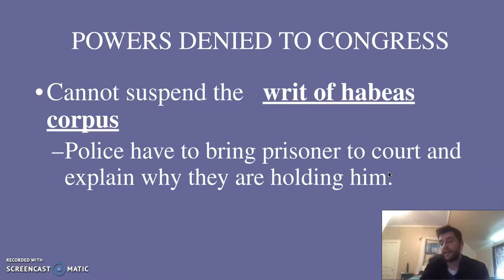Powers denied to Congress. There are actually also powers denied to Congress. For example, it cannot suspend the writ of habeas corpus. Basically, police have to bring prisoners to court and explain why they're holding them. Now, I should mention this specifically: the Constitution says it cannot suspend the writ of habeas corpus except in cases of rebellion. And actually, the writ of habeas corpus was briefly suspended under Lincoln in the Civil War, which was, of course, a case of gross rebellion.